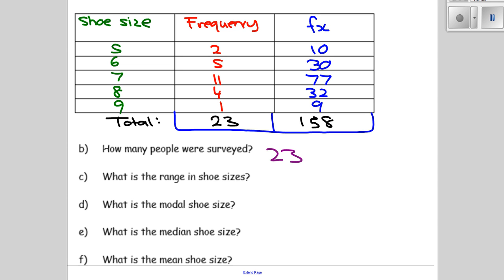4. How did you get 4? 9 minus 5. Okay, good. Max minus min. Good. What's the modal shoe size? 7, yeah. Remember we can have 2 modes at most, but there's only one this time.